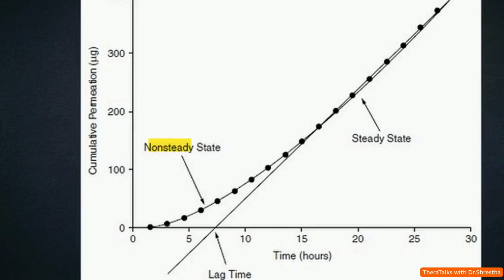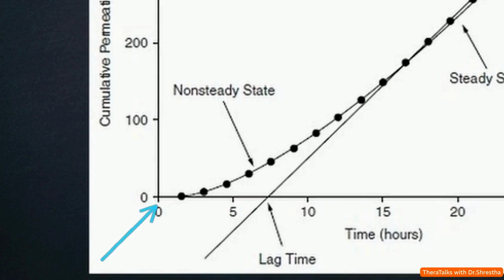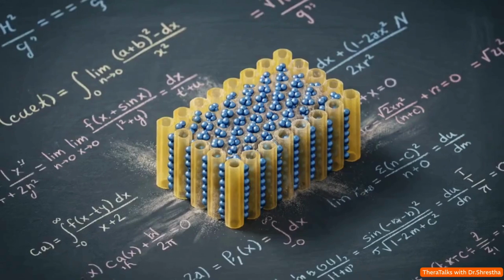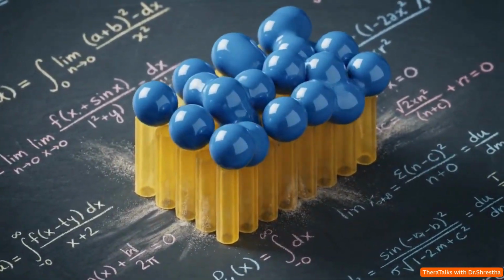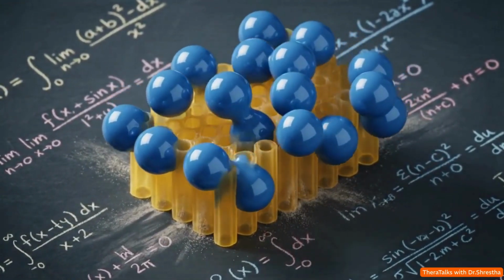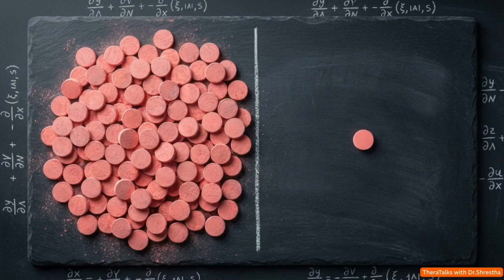The first curved section of this graph represents the non-steady state. It directly maps to the moment a drug is first administered to a patient. Molecules leave the donor solution and begin to force their way into the barrier, slowly saturating the empty spaces inside the lipid matrix. During this phase, there is a massive physical imbalance.